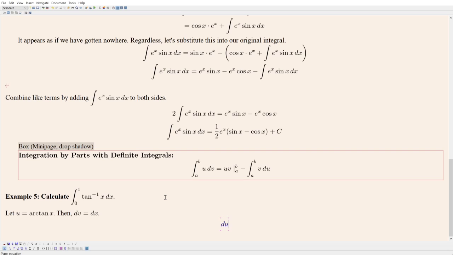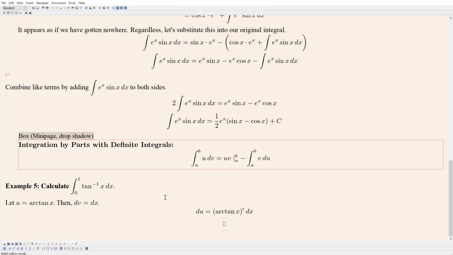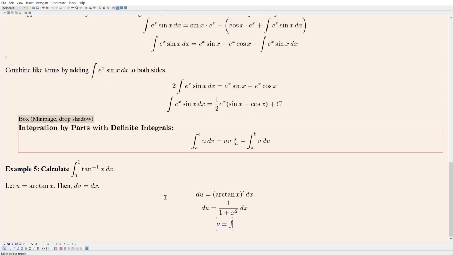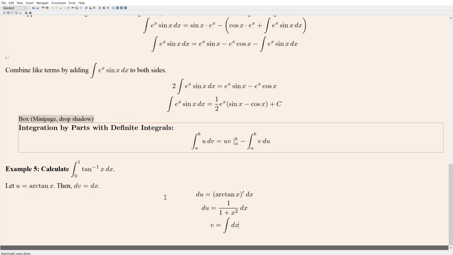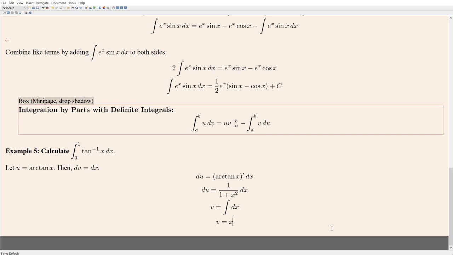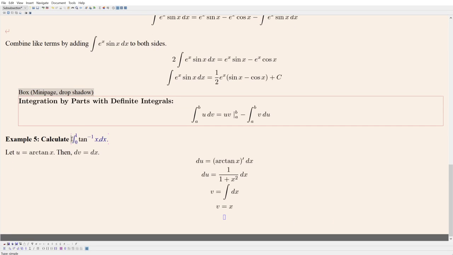And now let's fill in the ingredients. So du is the derivative of arctangent, so that is 1 over 1 plus x squared. v is the integral of dv. So in this case, dv is just dx, so the antiderivative of 1 is just x. And now we can plug in the formula.